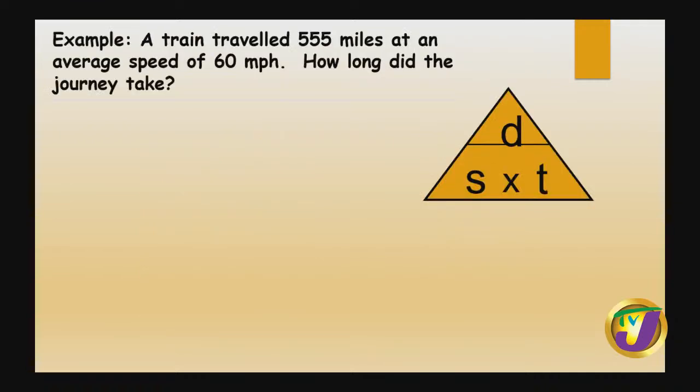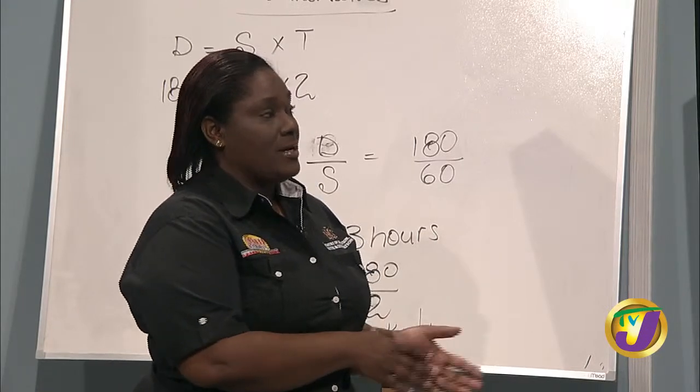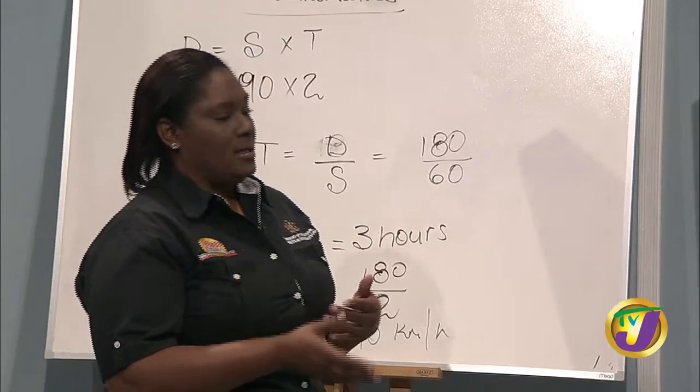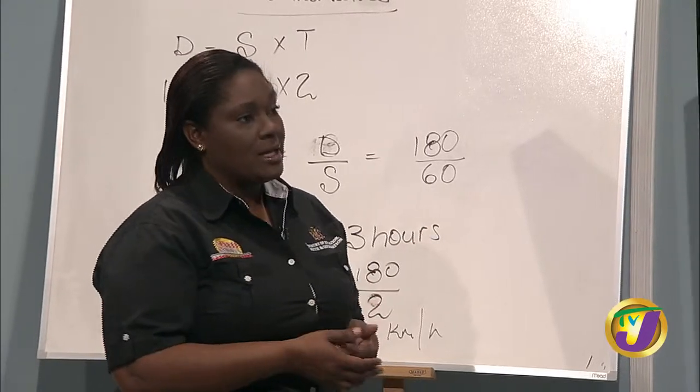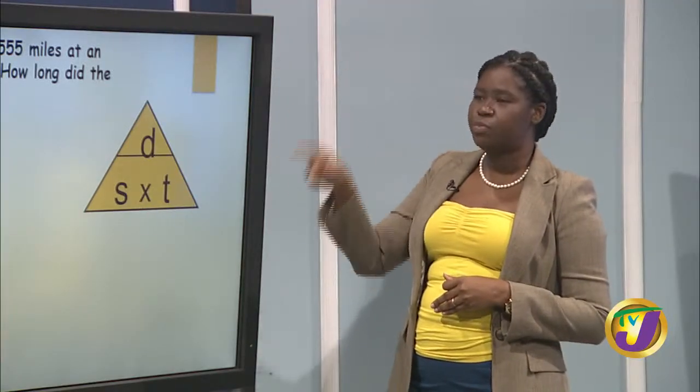So we have a train traveling 555 miles at an average speed of 60 miles per hour. How long did the journey take? Nikisha, if you notice the representation, we have MPH in this case. Before it was K/H. So it's a different representation, which was done in previous lessons, right? It means the same as miles per hour, or if we were dealing with kilometers, then it would be kilometers per hour. So this is 60 miles per hour.